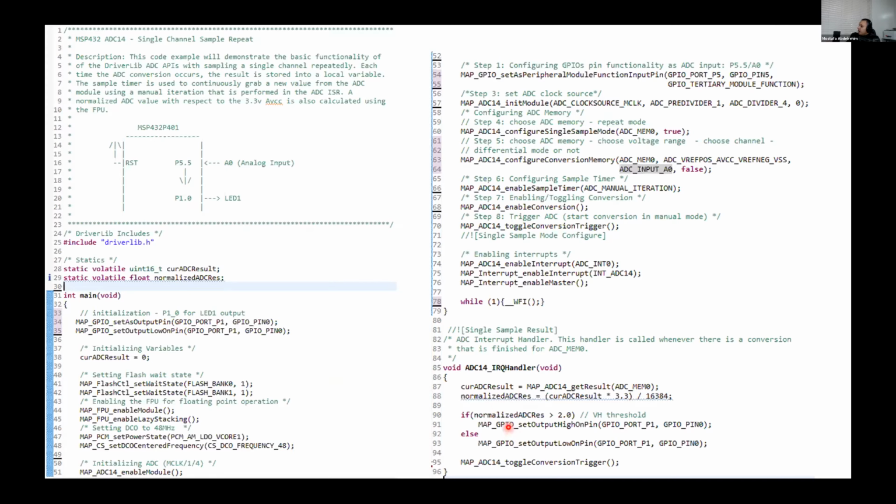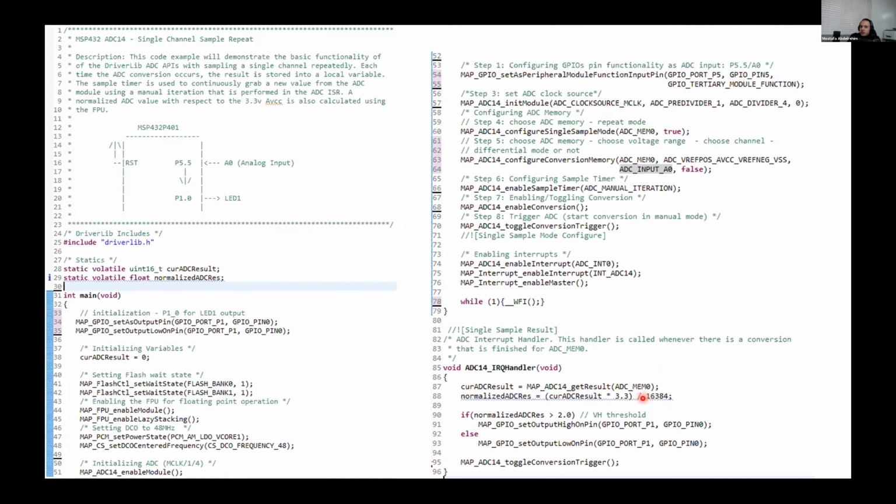Here is the step in which we convert. Remember, this macro corresponds to 2.5 volt. Our input at pin 5.5 will be either 3.3 or 0, so we must make some translation. And here is the translation. Whatever the value, the current ADC result is the output digital form of the input analog. You take this result and multiply it by 3.3 and divide by 2 to the power 14. This should be 2 to the power 14 or 2 to the power 14 minus 1, I'm not sure exactly. But here is how to make the translation.